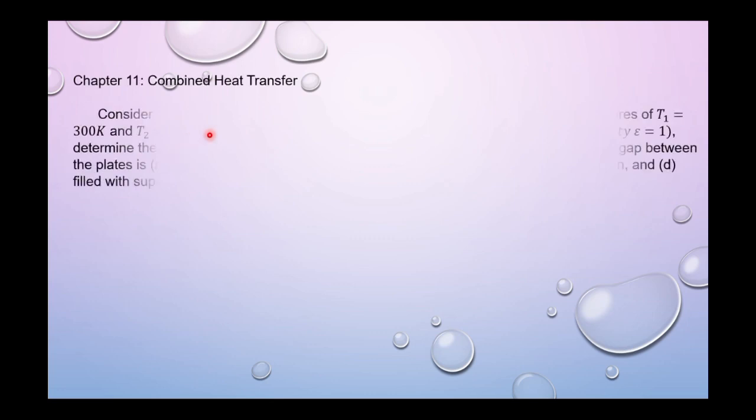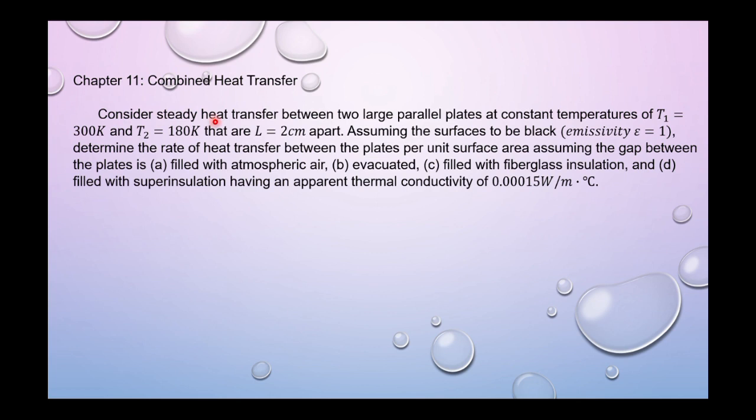Today, I'm here to give an example from Chapter 11, the combined heat transfer. Consider steady heat transfer between two large parallel plates at constant temperatures of T1 = 300 Kelvin and T2 = 180 Kelvin that are L = 2 cm apart.